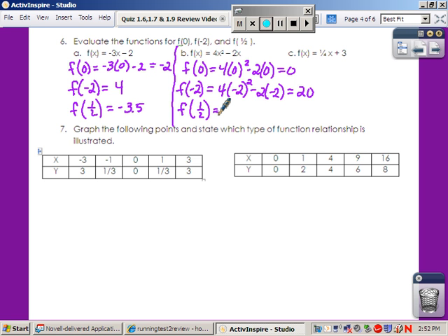Finally, f of 1/2. If you put a 1/2 in for x here, you're going to see that this actually works out pretty easily. Well, 1/2 squared is 1 squared over 2 squared. In other words, 1/4 times 4. 1/4 times 4 is going to give you 1. Minus 2 times 1/2 is still 1. So you have 1 minus 1. This turns out to equal 0.